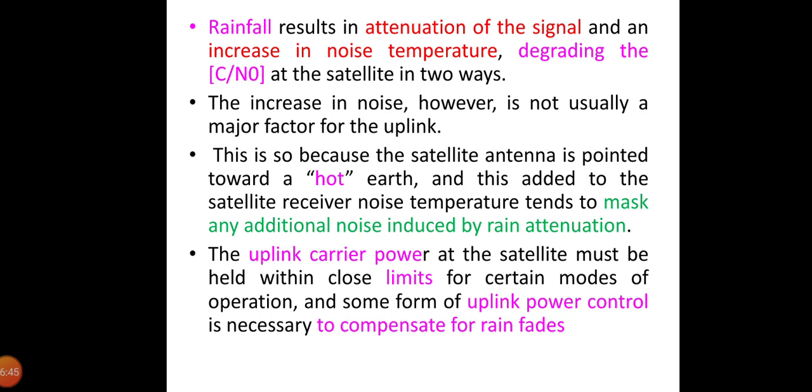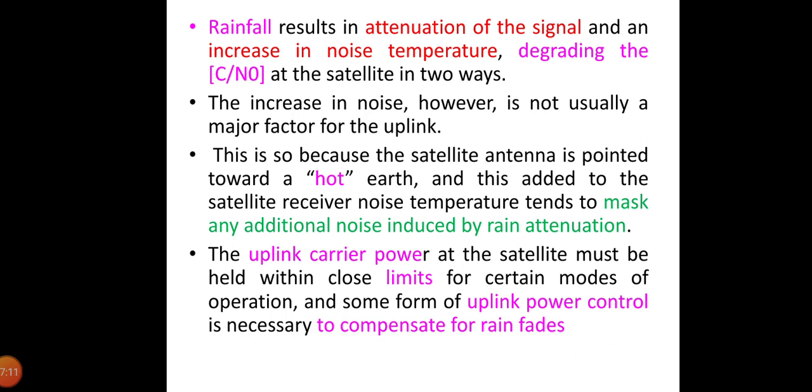Now, let us move on to uplink rain-fade margin. Rainfall results in the attenuation of the signal and increase in noise temperature, degrading the C/N0 of the satellite in two ways. One is the increase in noise; however, it is not usually a major factor for the uplink. This is so because the satellite antenna is pointed toward a hot earth, and this added to the satellite receiver noise temperature tends to mask any additional noise induced by attenuation.